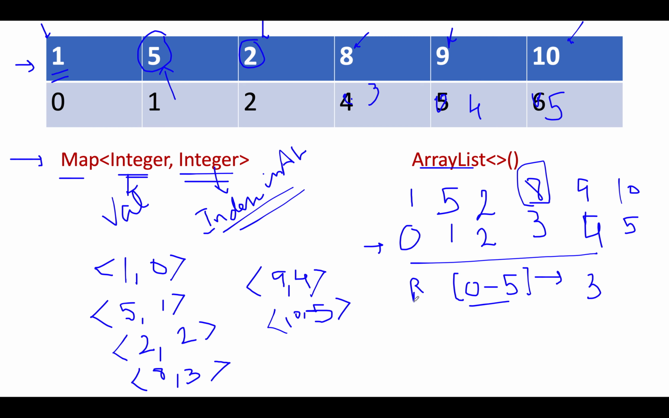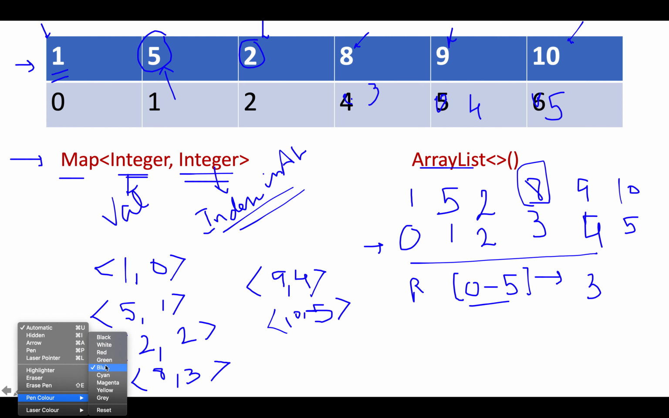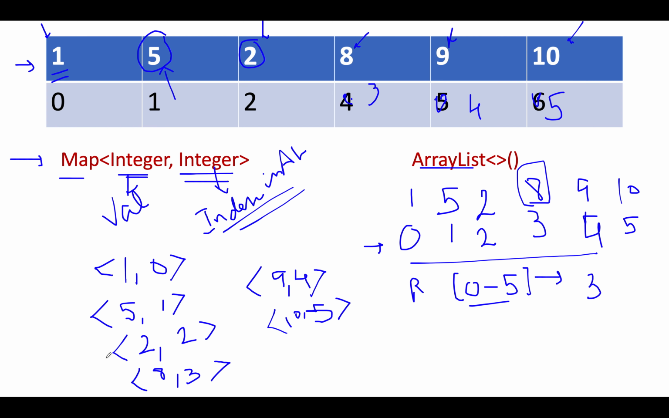The time complexity for generating a random number, since we are only generating a random number from 0 to 5, is order of 1, constant time. Now let's talk about the most interesting case, and let me just change the color of pen for this. Deletion. So how will we carry out deletion in this whole process, and how is this map and array list combination helping in achieving the deletion operation in order of 1 time?